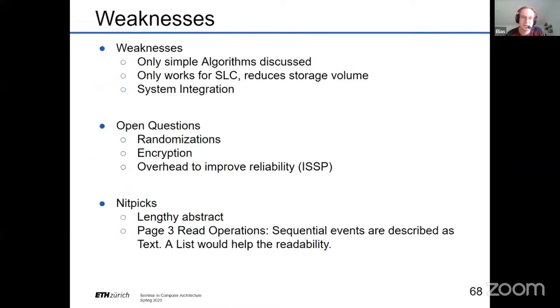Now on to the weaknesses. I don't really have weaknesses, but one is that only quite simple algorithms are discussed in the paper, where you do multi-operand computation and then you move the result to the CPU. But there are algorithms that inherently need some sequential operations, and they're completely omitted in this work.